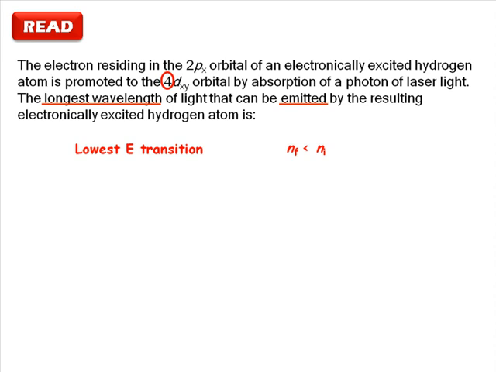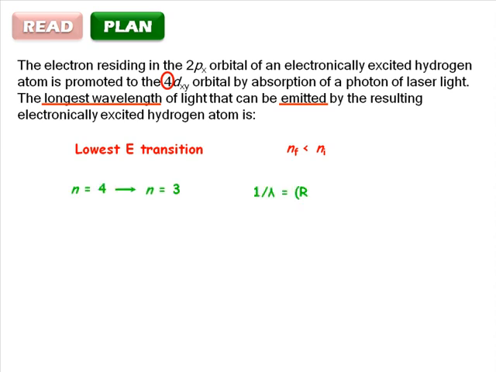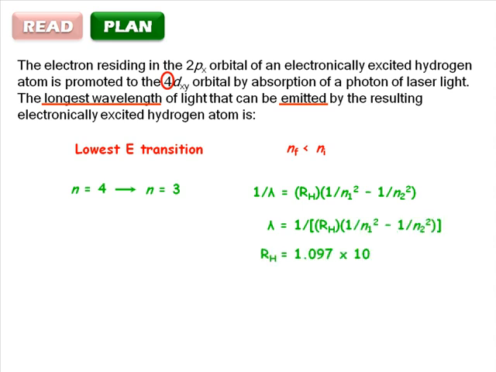Now that we've understood the question, we can make a summary of what we plan to do. The lowest energy transition from n=4 is n=4 goes to n=3. Use the Rydberg equation to find the wavelength that corresponds to this transition. First, rearrange the equation to solve for wavelength, and remember that the Rydberg constant is 1.097 times 10 to the 7 in units of inverse meters.